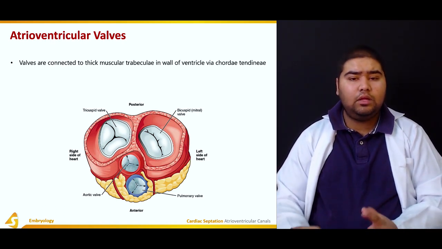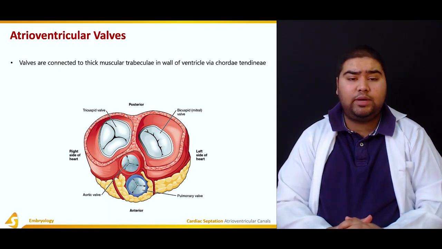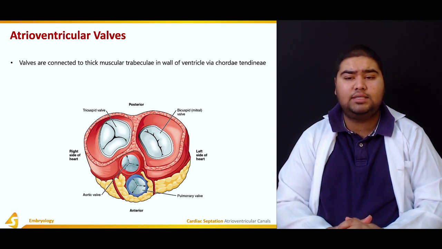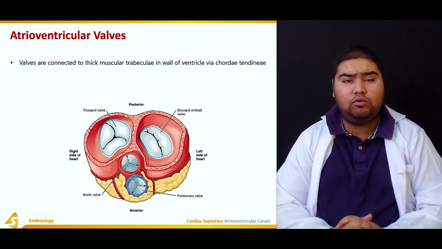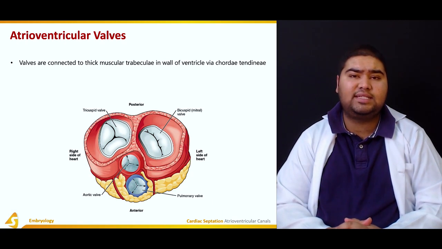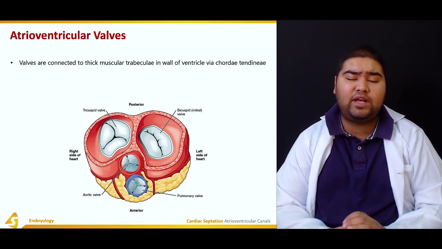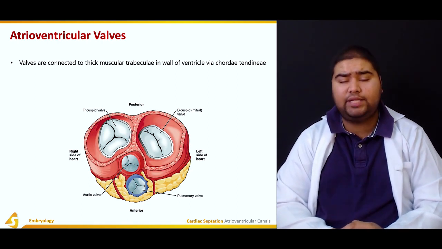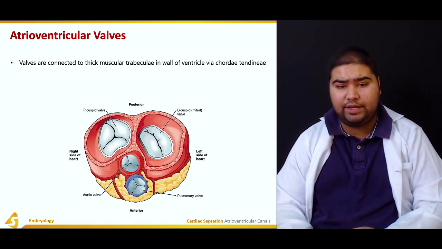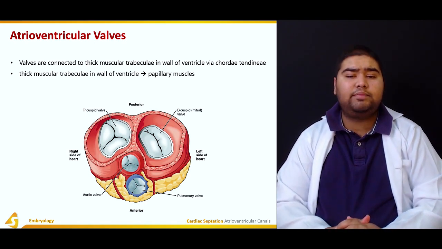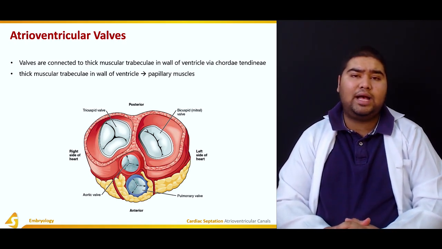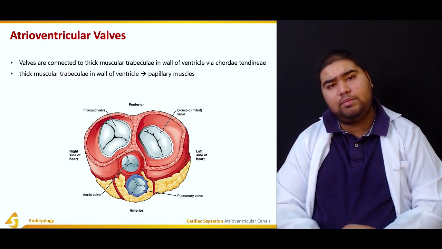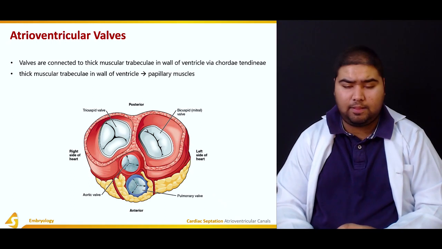We have already talked about this. The valves are connected to thick muscular tubercles in the walls of the ventricle via the chordae tendineae. Chordae tendineae are dense fibrous cords which were initially muscular, but the muscular components were lost as a result of development. The thick muscular tubercles in the wall of the heart are known as the papillary muscles. So the valves are attached to the papillary muscles via the chordae tendineae.